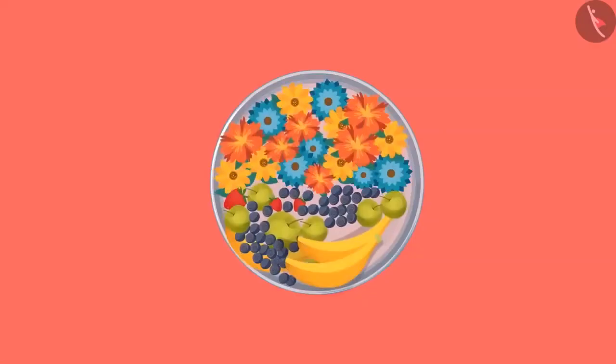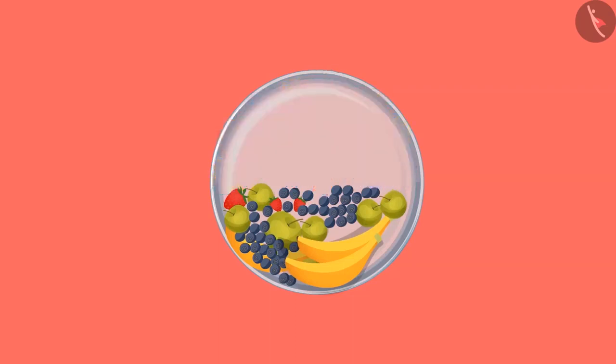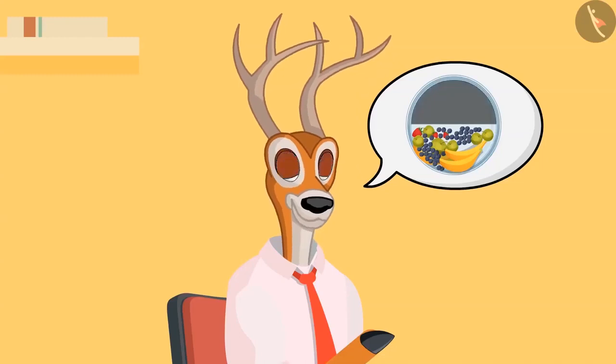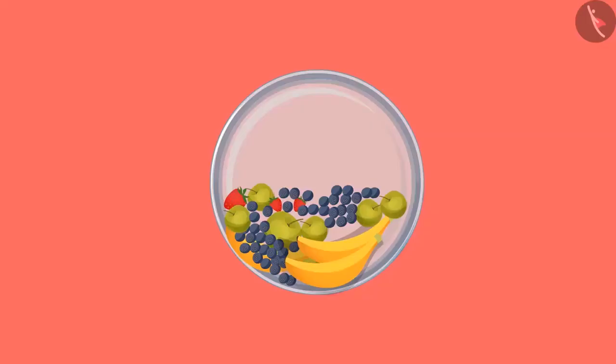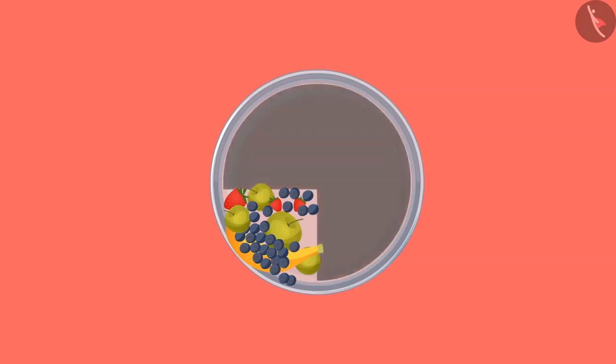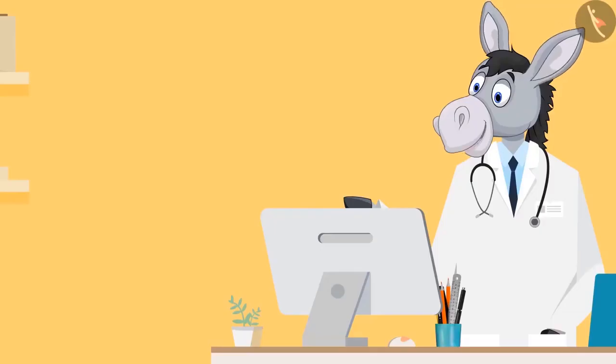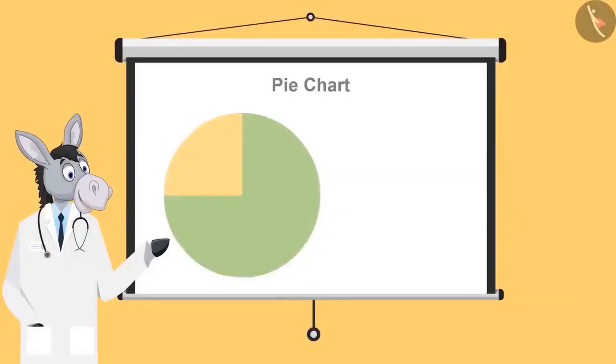This is a prayer plate. In this, flowers and fruits are kept in this way. If the priest offers all the flowers to the god, how much part of the plate will remain empty? Half. Absolutely correct. And if this much fruit is given in the prasad, then how much full will the plate remain? 1/4 fruits remain. Very good. Now let's look upon more examples.